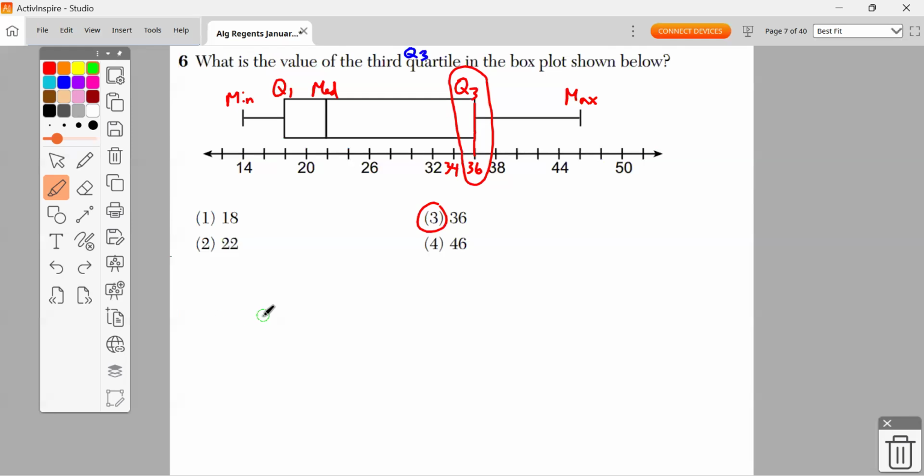In question number 6, what is the value of the third quartile? The third quartile is your Q3. That is the right-hand edge of the box right here, and that is at 36.